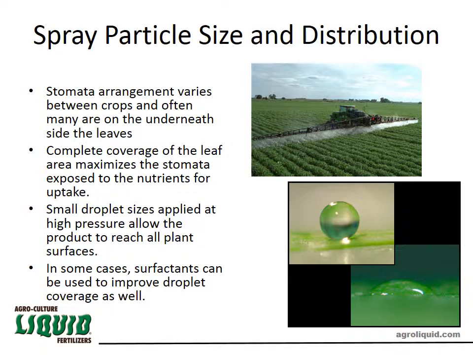And then, as can be illustrated in that bottom picture, surfactants can be used to improve the droplet coverage as well. The picture there on the bottom right is a droplet that has surfactant in it versus the drop up top that does not. As you can see, there's more product contacting the leaf surface there rather than it being in that spherical drop.